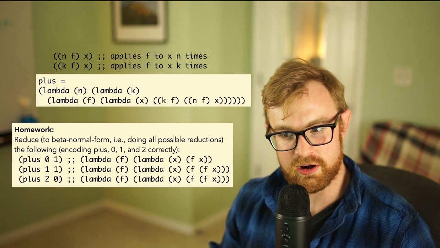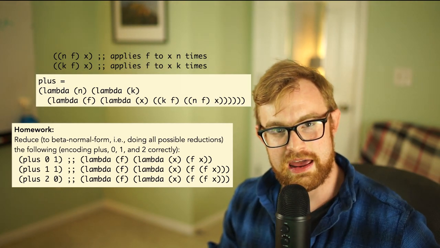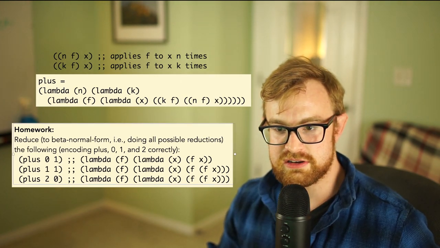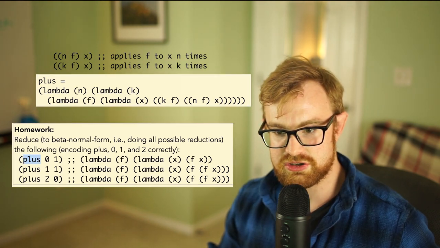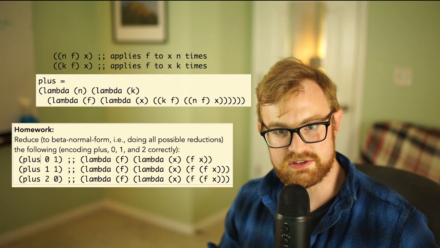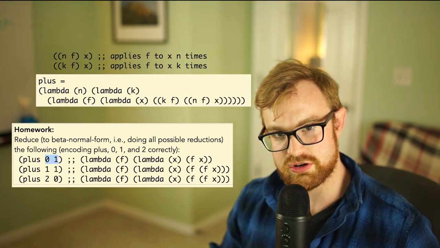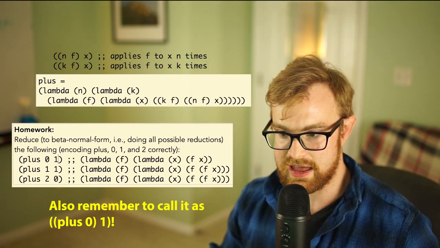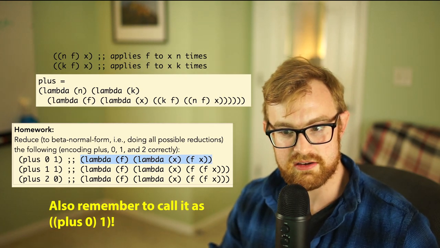So as homework for this class right now, the way that I think you actually are going to have to understand this is to sit down with a piece of paper and use this definition of plus to perform the following three computations. Try performing plus of 0 and 1, remembering to encode 0 and 1 using the Church encoding appropriately. And that should equal lambda f, lambda x, f of x, because 0 plus 1 is 1, and this is the Church encoding of 1.